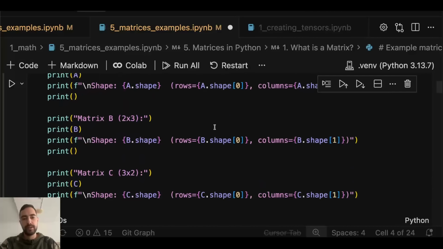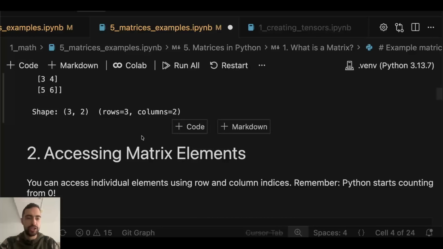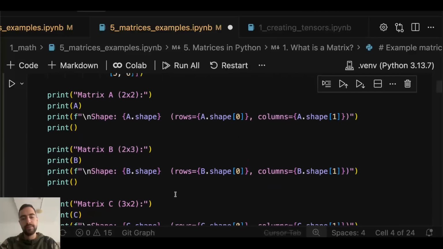So if you say print a dot shape 0, that's going to be the first number in your shape. So it's going to be this number 2. And shape 1, with index 1, will be the second number 3. Maybe you want to play with this a little bit to see what happens. This is going to show the number of columns. This is going to show the number of rows.